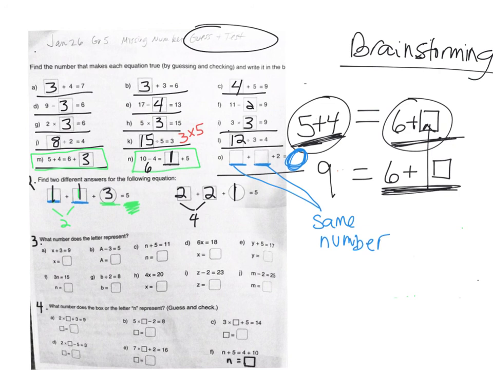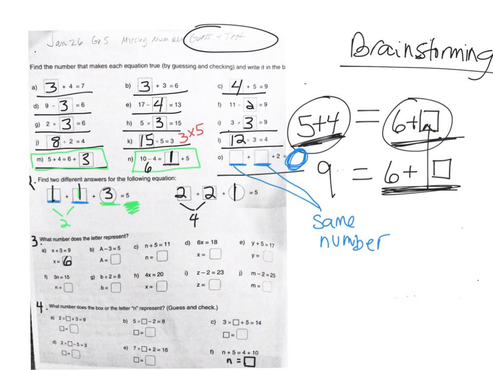The X is the unknown number. An unknown number added to 3 equals 9. And there's only one option, and that is 6. So X must be 6, because 6 plus 3 equals 9. Okay, the next one is B.